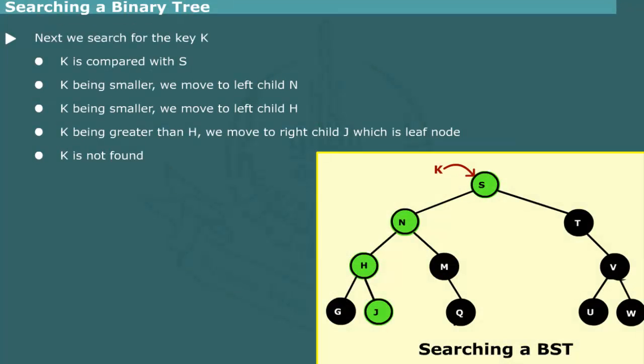Next, suppose we look for a node with key k. The search path is shown in figure. In this case, the search is not successful because after traversing n, h and j, we end up with a leaf node whose key j does not match with the desired key k.